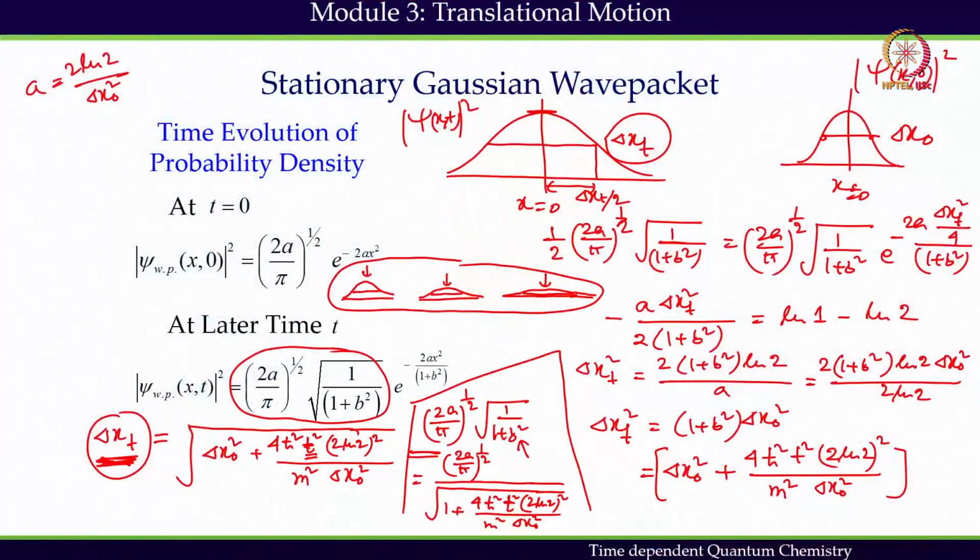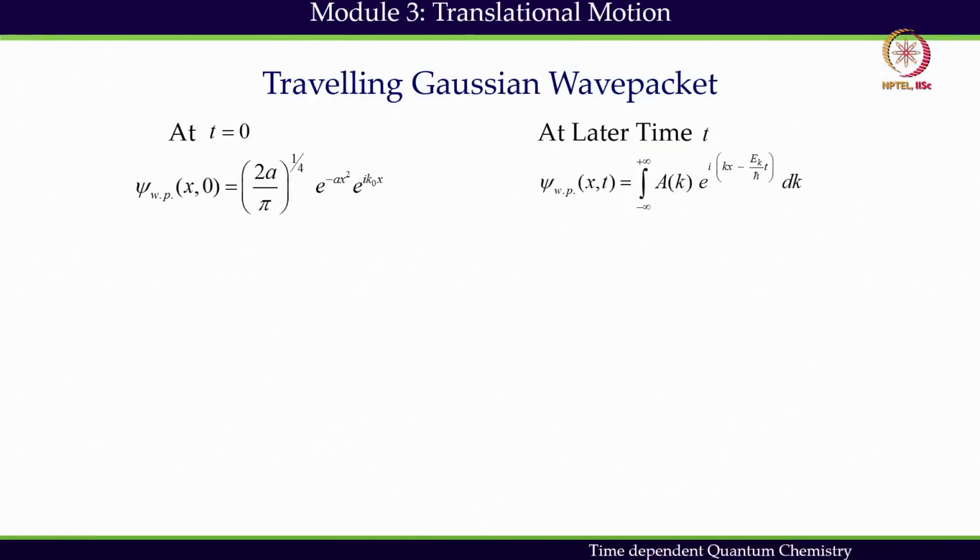As time progresses, we have seen how the shape of the Gaussian changes: it broadens and the amplitude also decreases. So next we'll move to the traveling Gaussian, the Gaussian which will travel as a function of time.